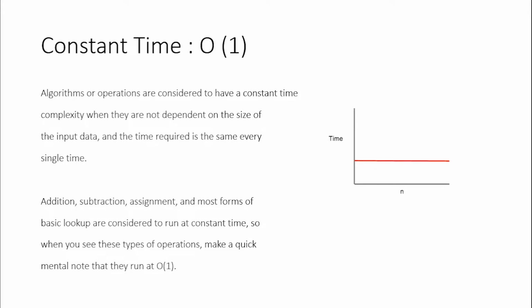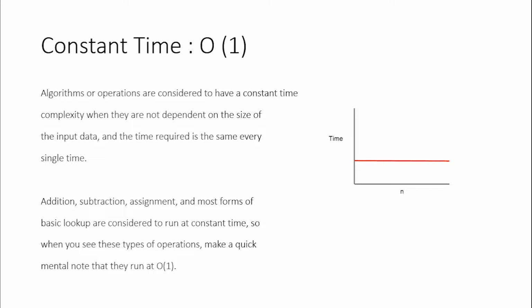Now let us look at constant time complexity. It is represented by capital O, and in parentheses we have 1. Algorithms or operations are considered to have a constant time complexity when they are not dependent on the size of the input data, and the time required is the same every single time. For example, suppose you write an algorithm or an operation where it doesn't matter whether you have a small data size or a large data size, the amount of time consumed while running that operation or algorithm is the same in both cases. We call it a constant time complexity.